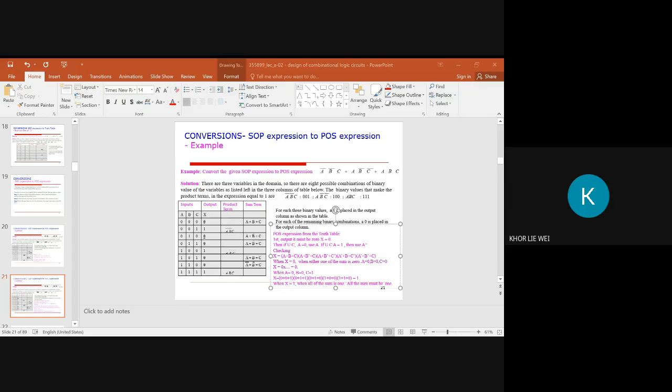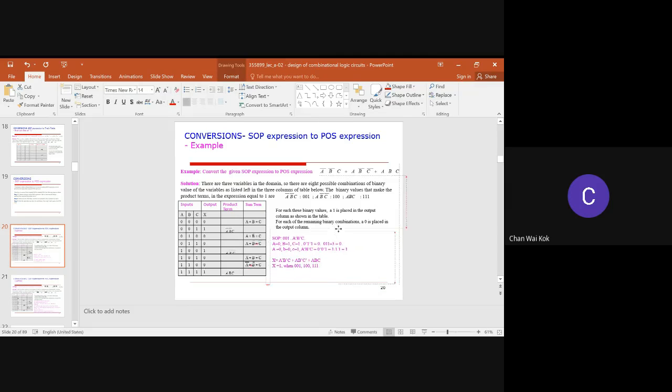Sir. So if you say again A equals 0, B equals... SOP or POS? Which one do you want to ask? The SOP. SOP is this one. In SOP, you see x is equal to 1. In POS, the output must be 0. X must be 0. In SOP, you look for 1.